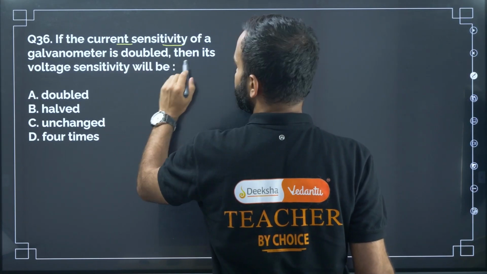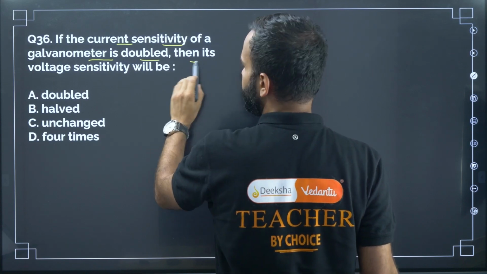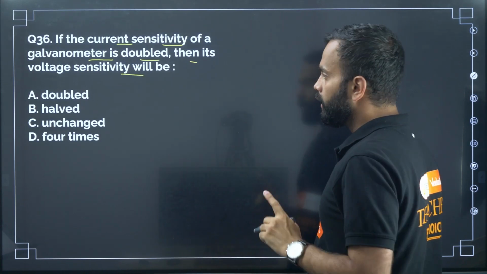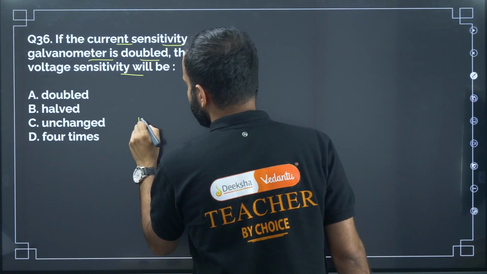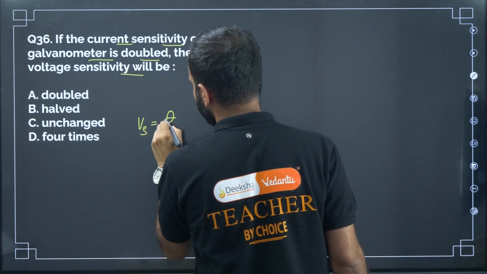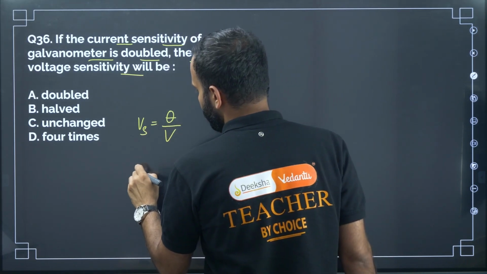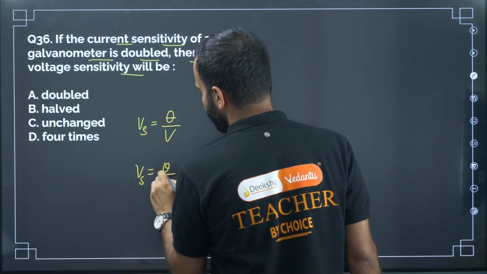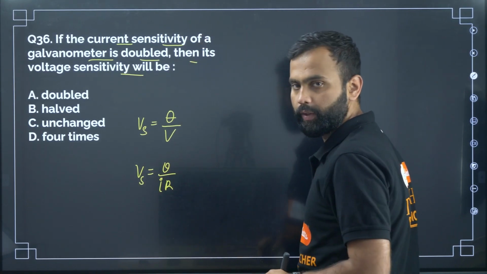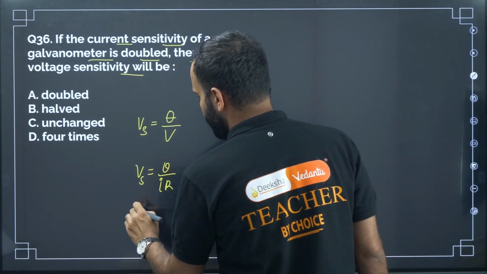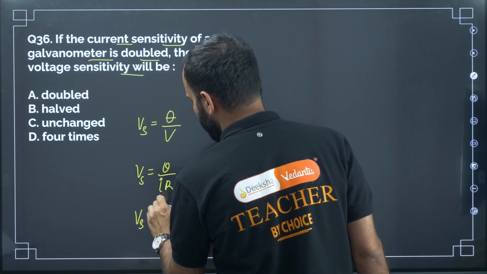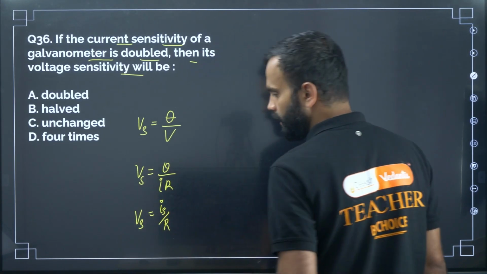Next question, question number 36. If the current sensitivity of a galvanometer is doubled, then its voltage sensitivity will be. We know that voltage sensitivity Vs equal to deflection in the galvanometer divided by applied voltage. So Vs is equal to theta divided by I into R, since V is I into R. Now theta by I is current sensitivity, so Vs equal to Is divided by R.